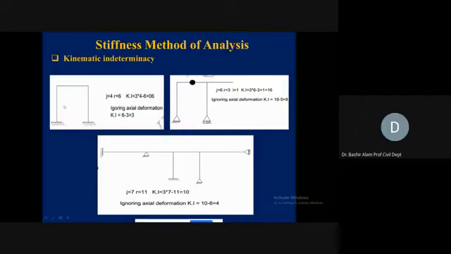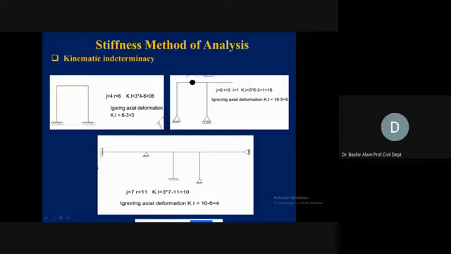So the number of joints, if we count, 1, 2, 3, 4. J is equal to 4. Reactions 6, 3 from this support and 3 from this support. So R is equal to 6. 3J minus R is giving you 6 degrees. If we ignore the axial effects, we need to take the number of members. 3 members we have, so 6 minus 3. This is becoming a 3 degrees indeterminate problem.